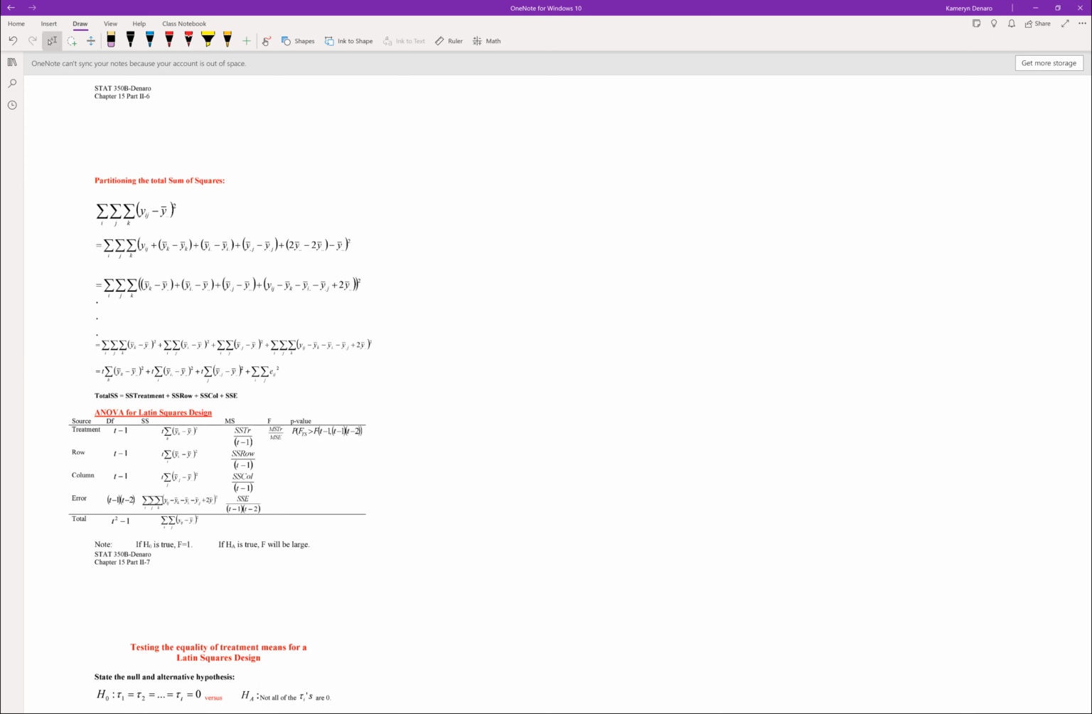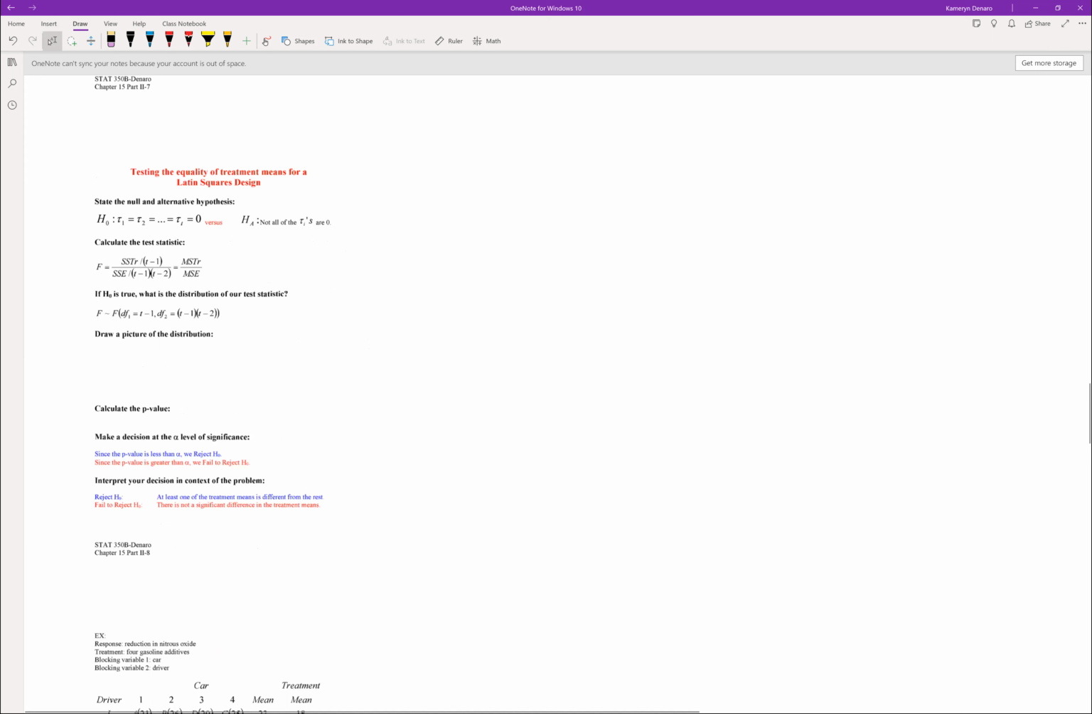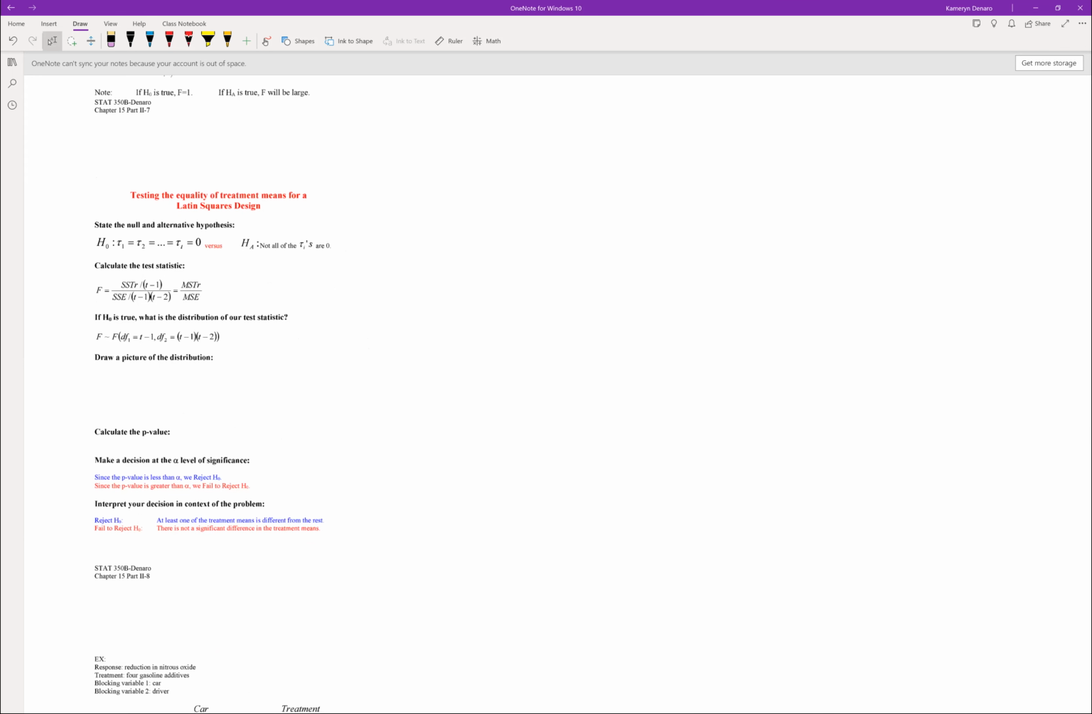So we're going to use this ANOVA table to test the equality of the treatment means under a Latin squares design. When we do this, we can state our null and alternative hypotheses: H0, the effect of each of the treatments is equal to 0, or HA, not all of the tau i's are equal to 0. Essentially, we're going to calculate our F statistic, which takes our mean square for treatment and divides it by the mean squared error. Our F statistic should follow an F distribution with corresponding degrees of freedom.